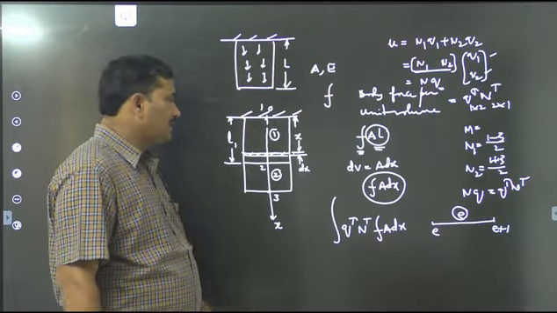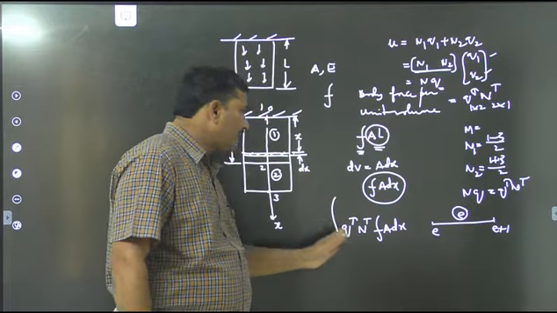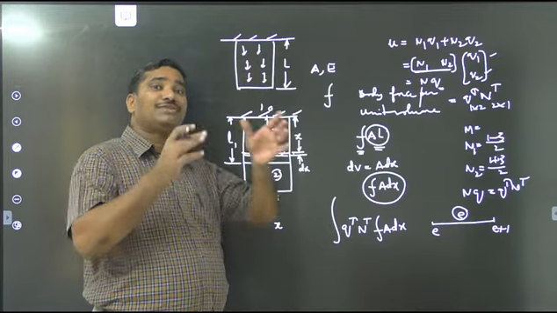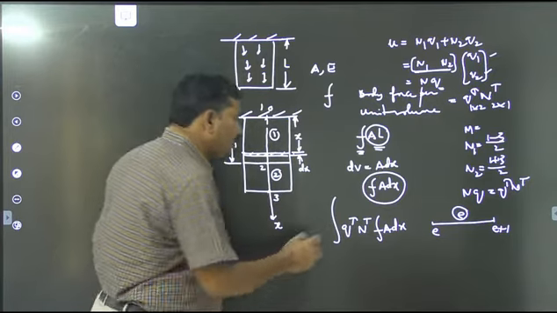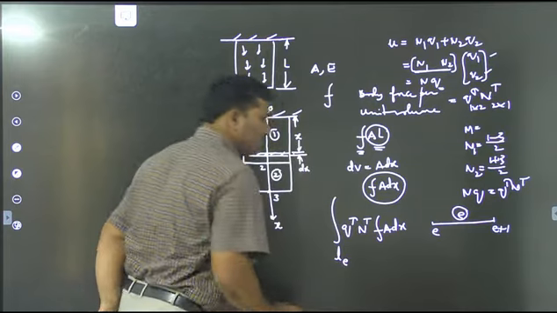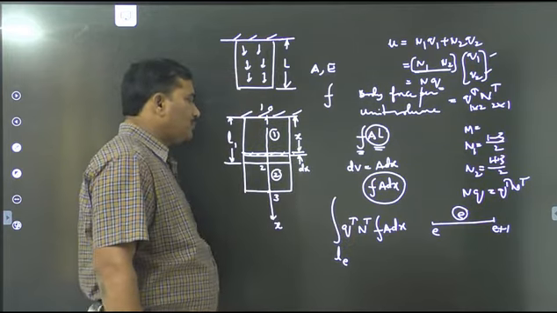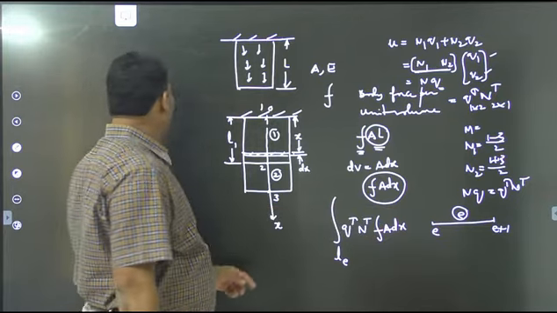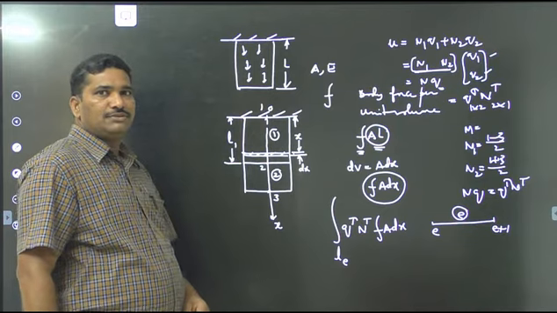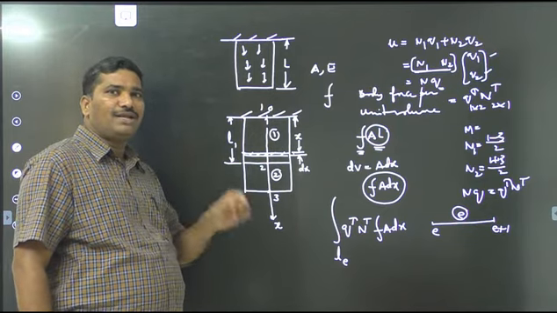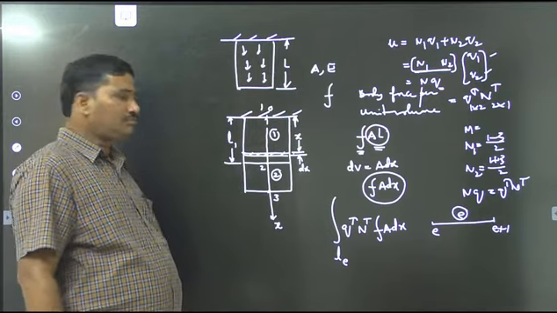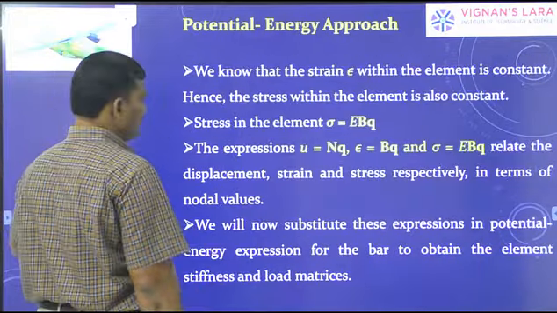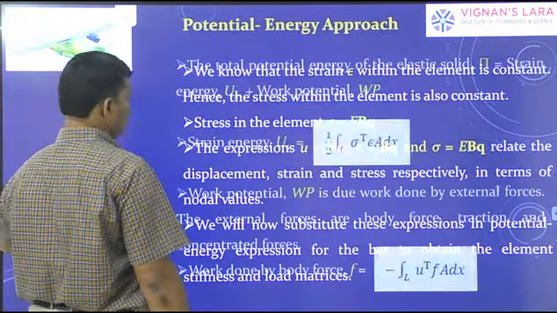With this notation, I write here the expression to determine the work done by the body force of the one-dimensional element: integral over the length of the element E, Q transpose into N transpose into F A into dx. What is F? Body force per unit volume. F is constant for each finite element. So this is what we had in our slide.